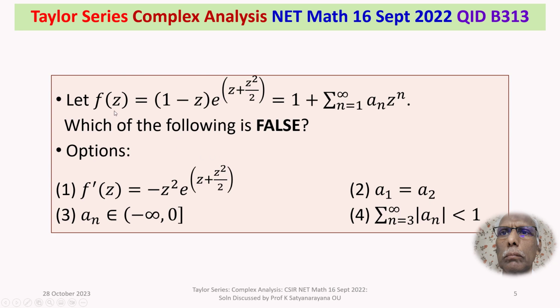We are given a function f of z as 1 minus z into e power z plus z square by 2, that is equal to 1 plus sigma n is equal to 1 to infinity a n z power n. We have to discuss the falsity of one of the following four statements.